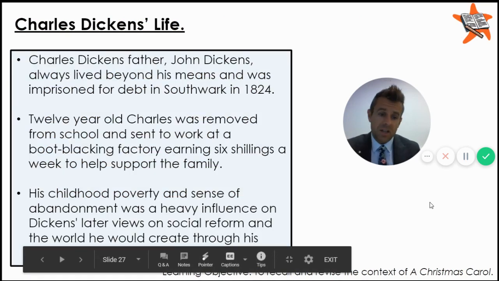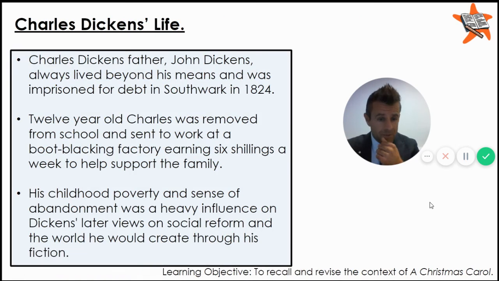Okay, Charles Dickens' life then. So this is the final section we're going to do before a gap fill task. Charles Dickens' father, John Dickens, always lived beyond his means and was imprisoned for debt in Southwark in 1824. 12-year-old Charles was removed from school and sent to work at a bootblacking factory, earning 6 shillings a week to help support his family. Imagine that, younger than you guys, 12 years old. His childhood poverty and sense of abandonment was a heavy influence on Dickens's later views on social reform and the world he would create through his fiction. So social reform meaning like the way he wanted to change society.